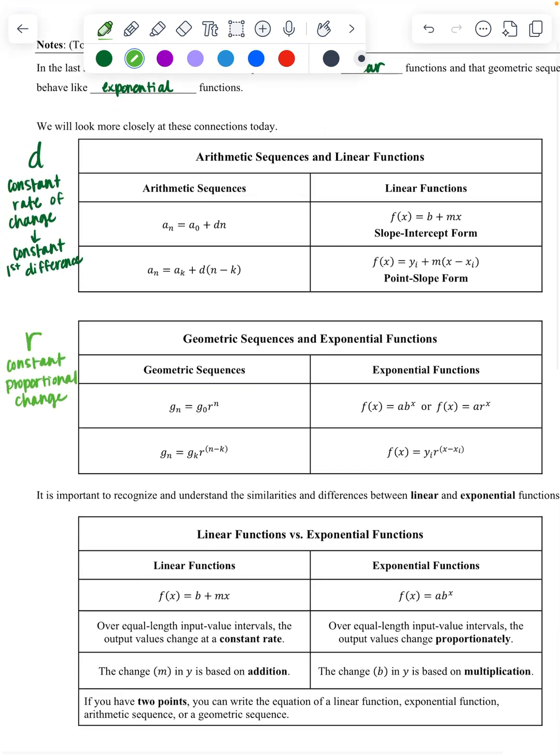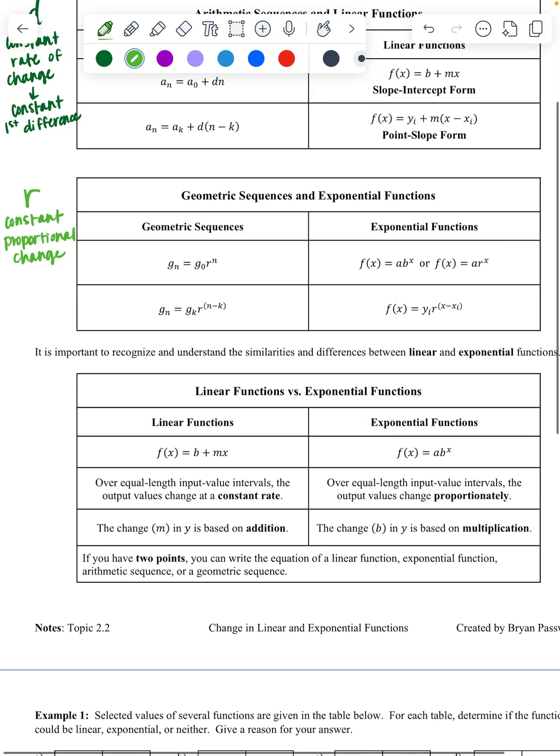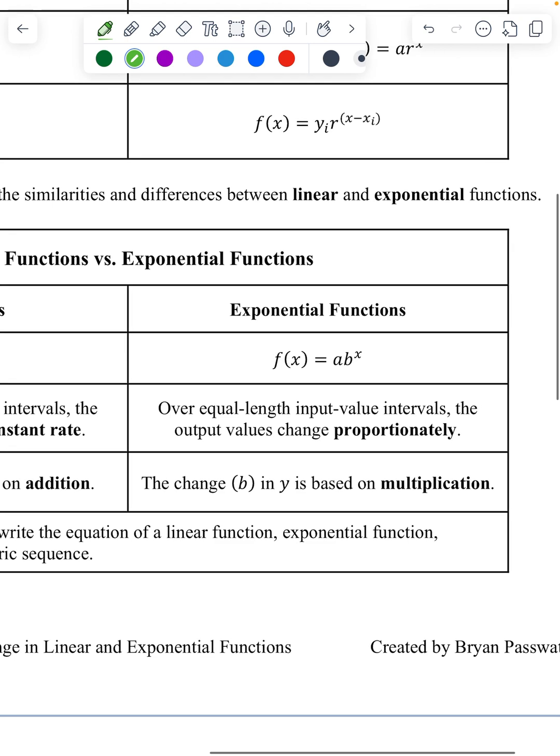So again, it's very important to recognize and understand the similarities and differences in linear and exponential functions. So just pretty much saying what I've said in the past here in just the last minute or so. Over equal length input values, if it's linear, we're seeing a constant rate of change, meaning something's being added or subtracted on those y or output values. Exponential functions, we are going to look for a constant proportional change over equal length input values, and we're looking for some sort of multiplication.